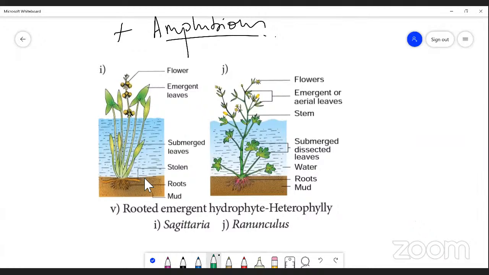Whereas in Ranunculus, you see two types of leaves. The first are aerial leaves, which are well developed in nature, whereas the dissected leaves are not well developed, but the surface of the leaves is dissected to form dissected leaves. So that is an example of the amphibious category. Here you can expect a question in both NEET and board exams: which of the following plants has both dissected leaves and aerial leaves? The examples are Ranunculus and Sagittaria. So Ranunculus is a right example for the presence of aerial leaves and dissected leaves.